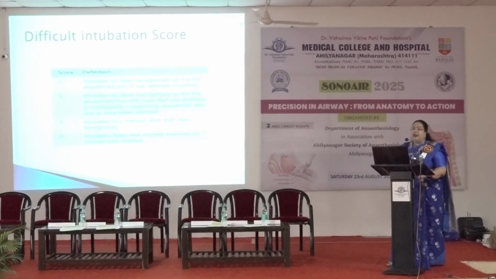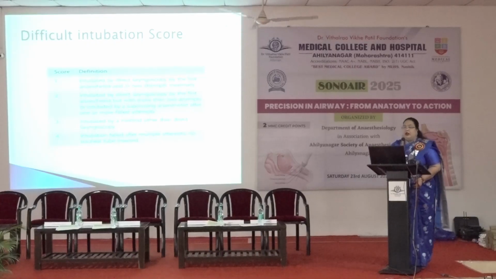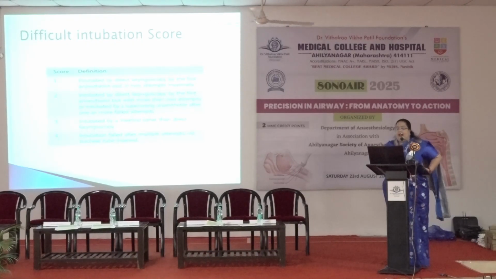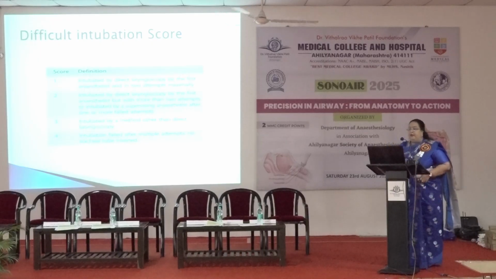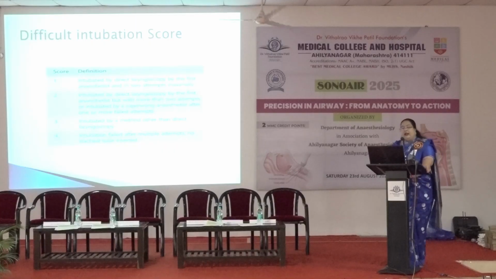Then coming to difficult intubation, there is a scoring system. First, grade 1 is intubated by direct laryngoscopy by the anesthetist in 2 attempts maximally. Grade 2 is intubation by direct laryngoscopy by the anesthetist where more than 2 attempts are required or has to be done by a senior anesthesiologist. Grade 3 is intubated by method other than direct laryngoscopy, and grade 4 is failed intubation.